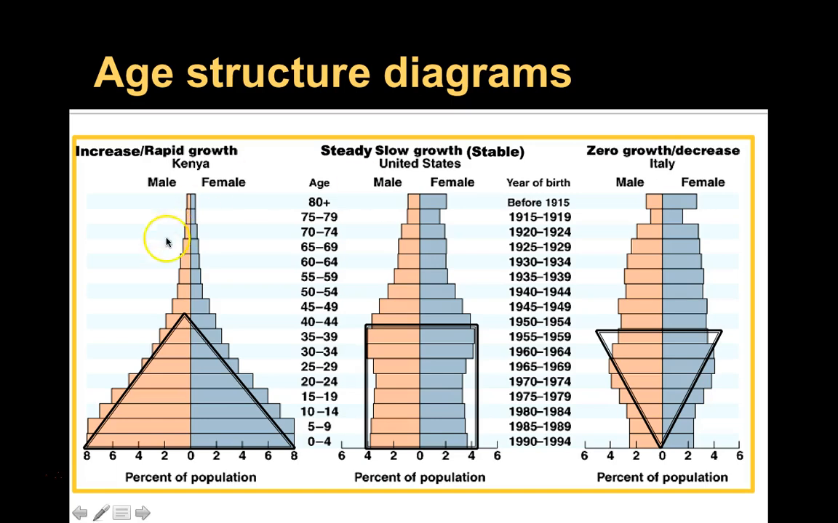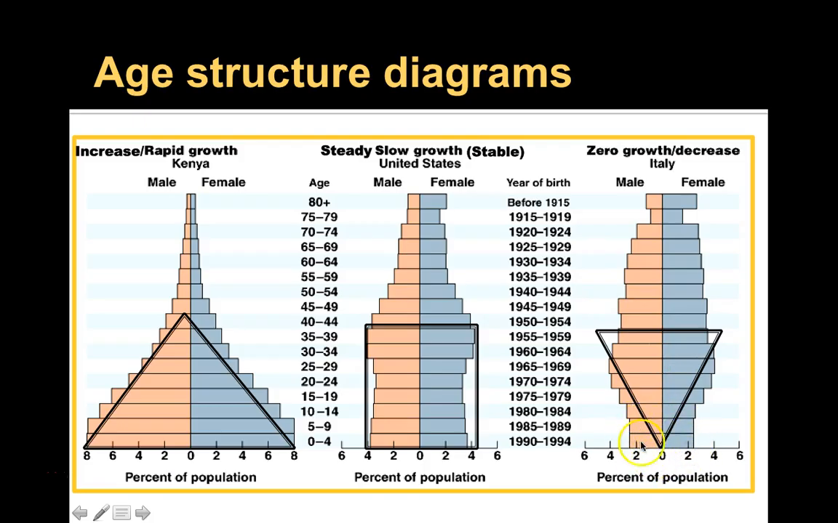The first one over here shows an increasing population because the younger ages have a higher population. The middle model right here shows a steady population because there's not a large difference between the youngest, the middle, and the older ages in terms of population amount.